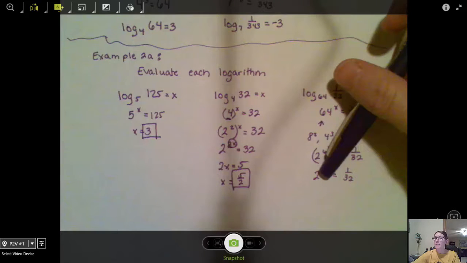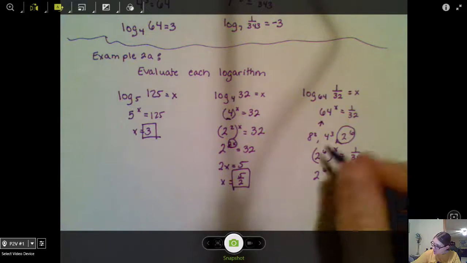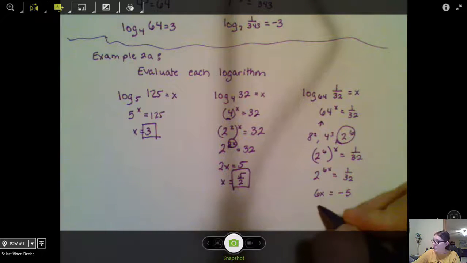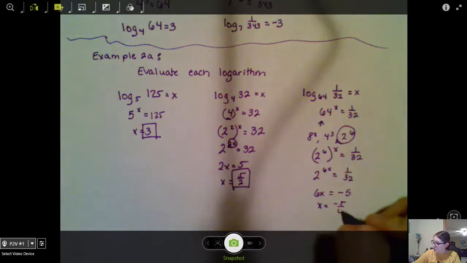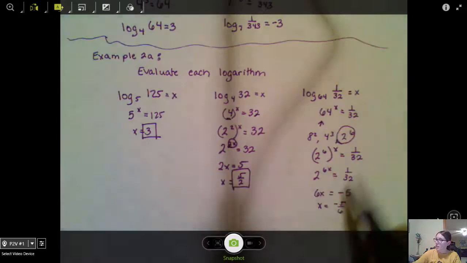Well, 2 to what power gives us 32? Like, whole number 32. 2 to the 5th power is 32. So 2 to the negative 5th power would give us 1 over 32. So this exponent that my pen is covering up has to be negative 5. Because I need to have 2 to the negative 5th power. Which means 6x has to be negative 5. Divide both sides by 6.